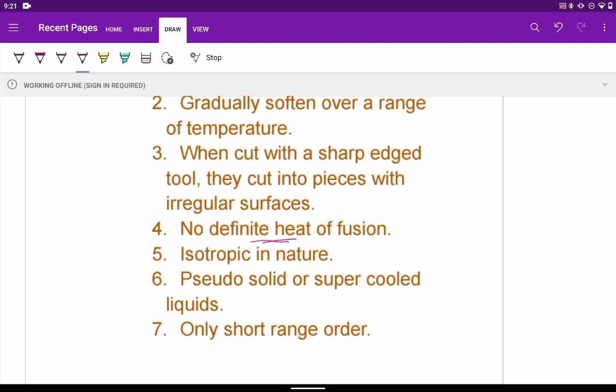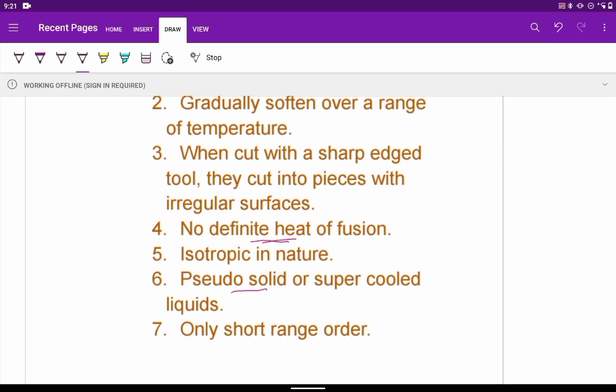Okay. They are pseudo-solids. They are pseudo-solids or supercooled liquids. Because see, if you see the glass panes of windows of old buildings, we find that they are thicker at the bottom. This we find in case of amorphous solids. They are supercooled liquids, means they tend to flow slowly from solid to liquid. So they are supercooled liquids, we can call.